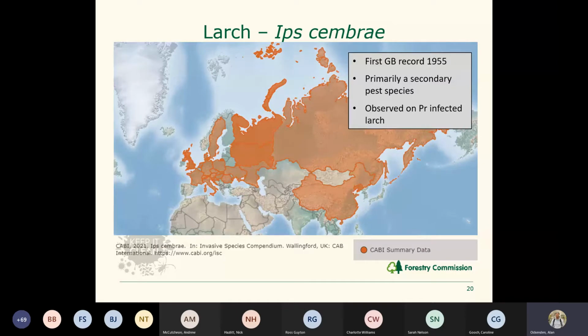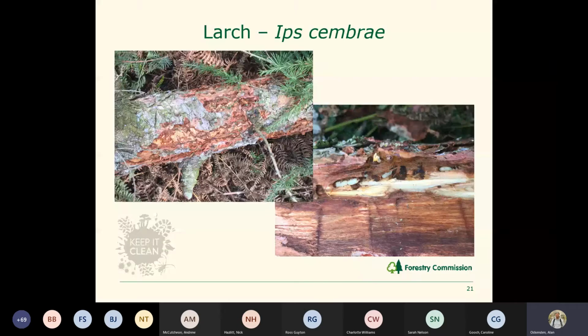So it doesn't instigate an attack, it will take advantage of a larch tree that is already under significant stress for one reason or another. We do observe it on larch that is infected with ramorum, and we have seen it in other instances as well where larch trees are significantly stressed. Quite often we tend to see a lot of woodpecker activity with cembrae as well, because when it can build up quite a decent sized population within a tree, it is quite attractive to predator species.